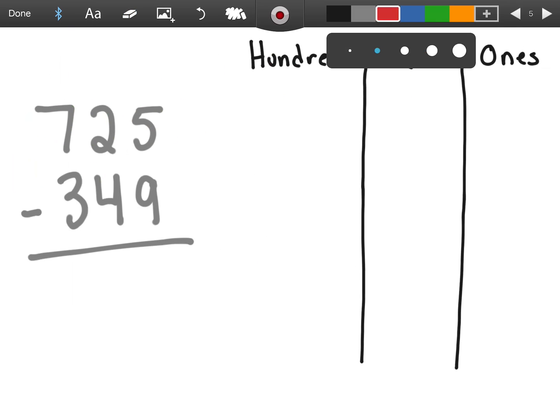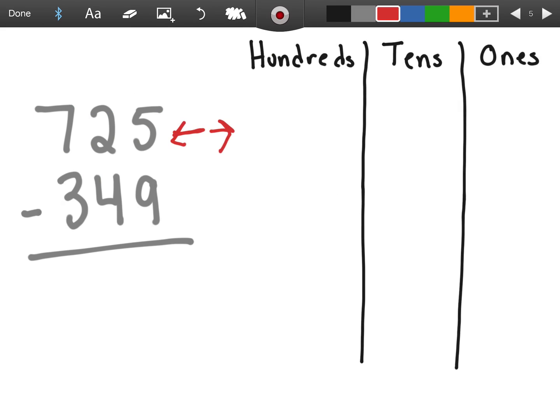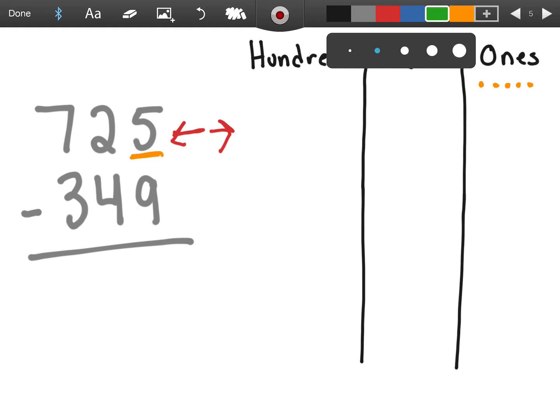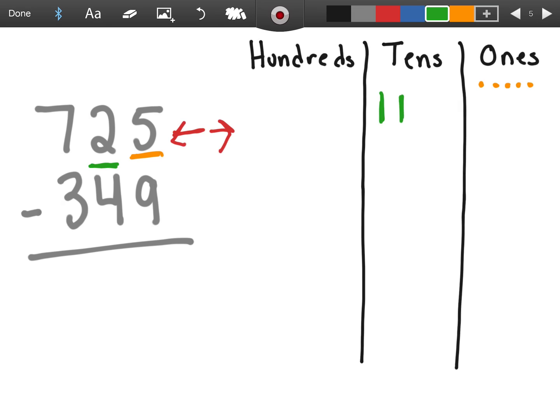So we're going to look at this top number, 725 minus 349. So let's go ahead and think about which number is in the ones place. The 5 is in the ones place, so let's go ahead and draw that over here. 1, 2, 3, 4, 5. Then let's look at the tens place. We have 2 tens, 1, 2, and we have 7 hundreds.